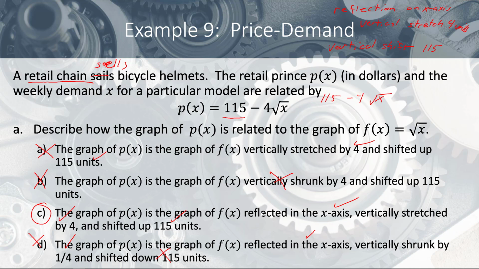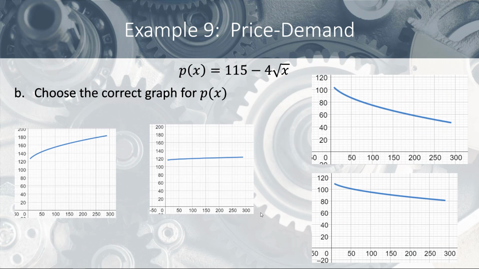What about part B? Well, in part B, you actually have to select the graph. Now remember, we are vertically shifted by 115. We are reflected across the x-axis, and we are stretched by 4. So basically our graph is going to be the regular square root of x, which is shifted up by 115 and then reflected across the x-axis.